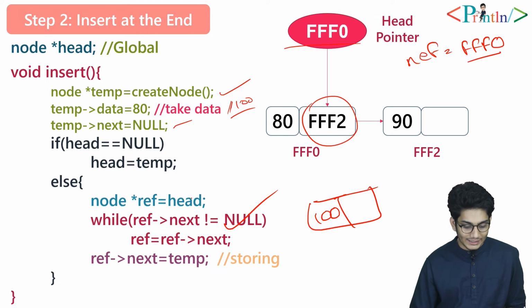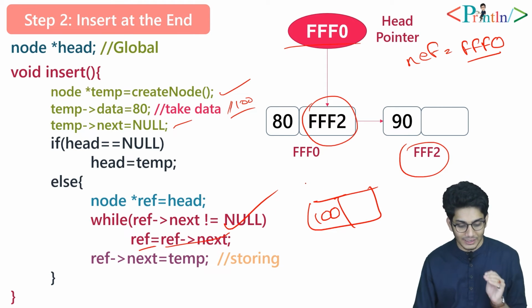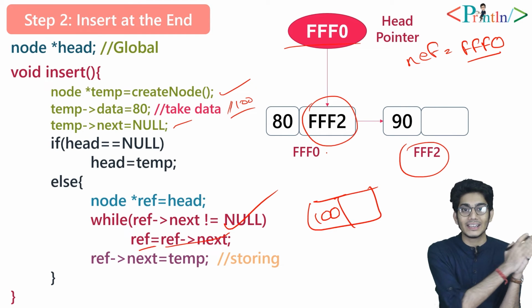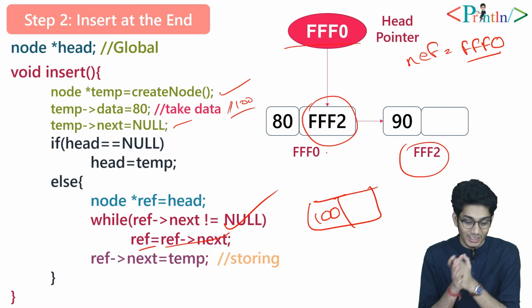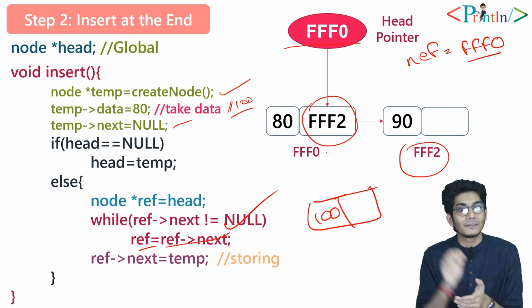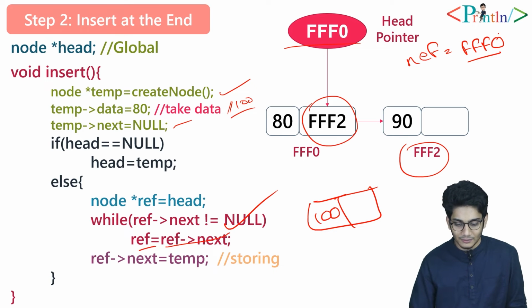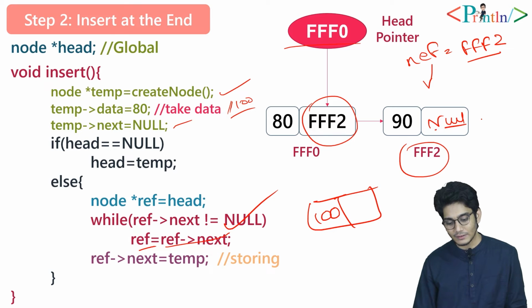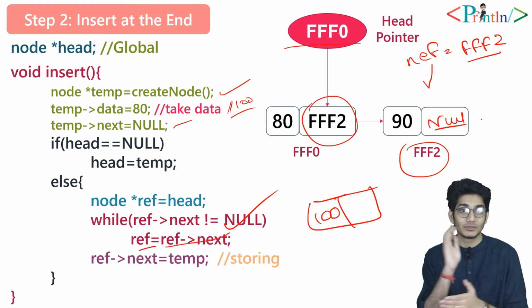So now what will be the value of ref? It will move to this node. It will be ref equals to ref next. It's not like incrementing. In arrays we talk about incrementation, that's why I'm saying incrementation. So the ref will be assigned FFF2, and it will point to this node. Now in this node we have null here. So the last node of a singly linked list will be null.